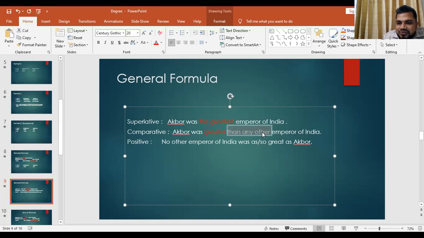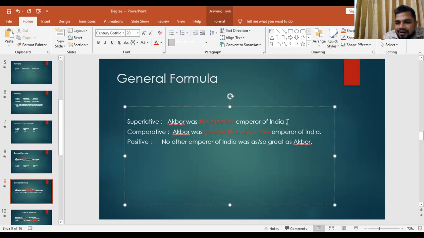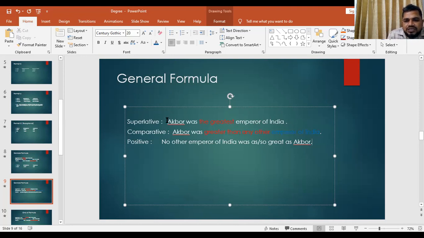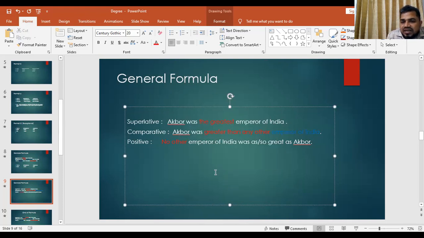Then any other, you have to write than any other for the general formula. Next, the rest of the words: emperor of India. Okay. Now we will turn the superlative degree into positive degree. Firstly, I have to write no other. Okay, no other. Then the rest of the words after the superlative form, greatest. After the greatest, what is written? Emperor of India. So emperor of India. All right. Next, as great as Akbar, or so great as Akbar.